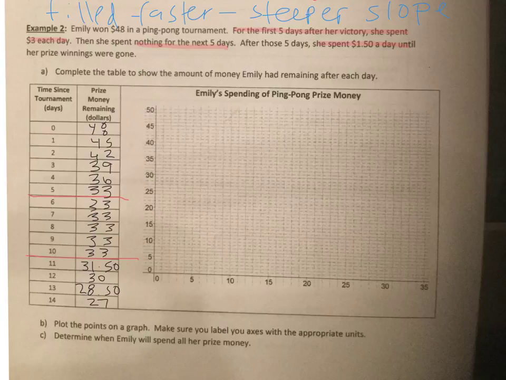So what we're going to do now is come over to this graph. At the bottom of your page, it says plot the points on a graph. Make sure you label your axes with the appropriate units. We're going to make our first column represent the x-axis and the second column represent the y-axis. Okay, so our first column is days. So x-axis is days. And your y-axis is the prize money. So I'm just going to put the dollar sign for money.